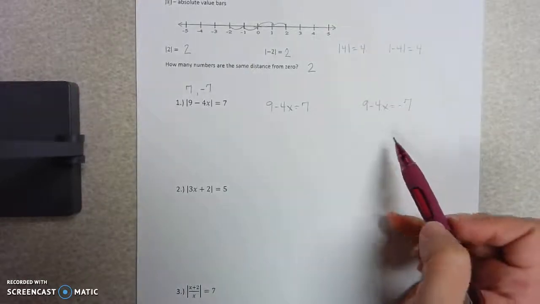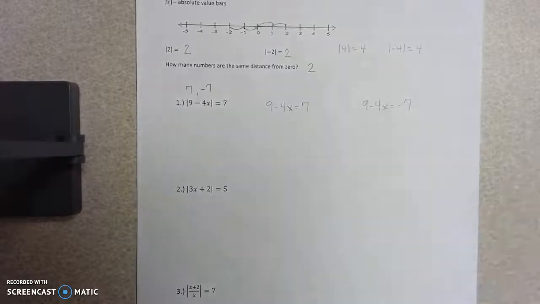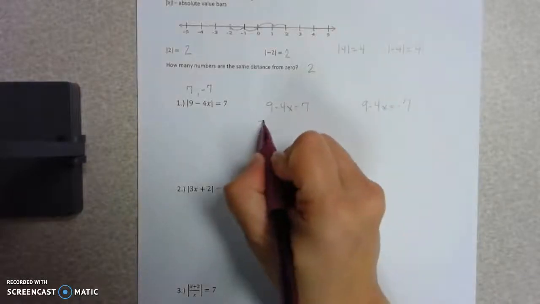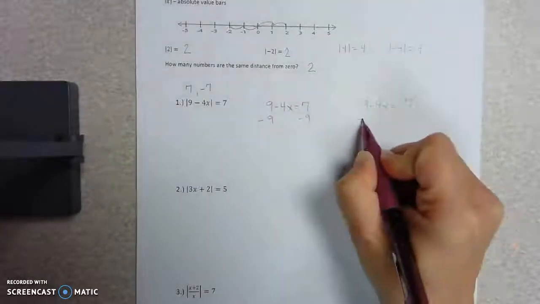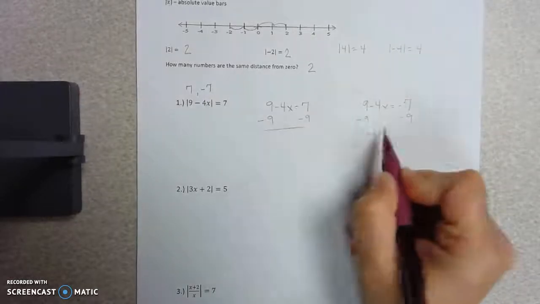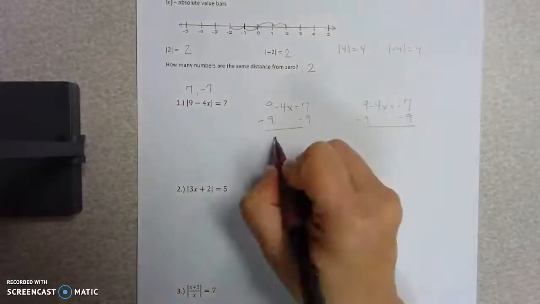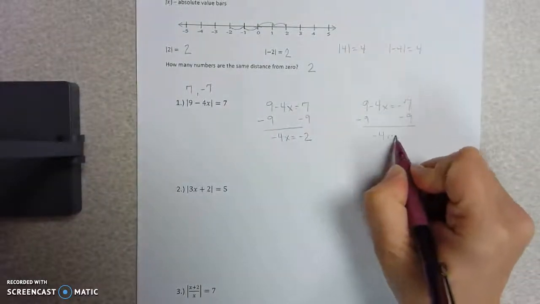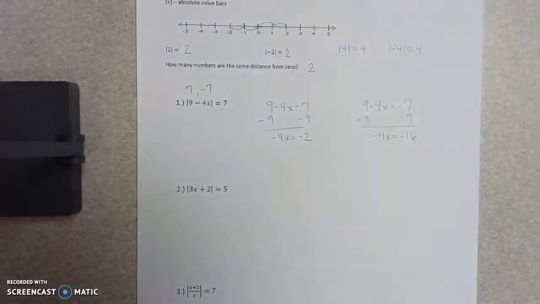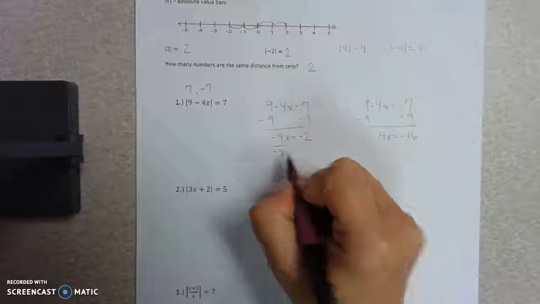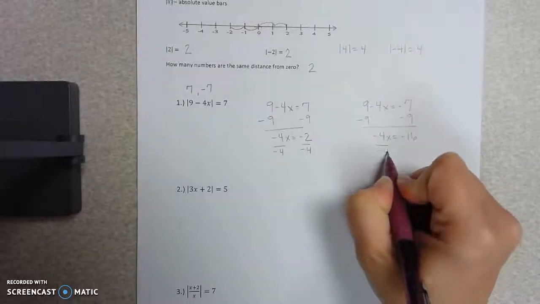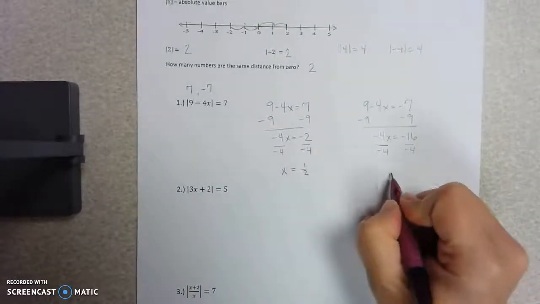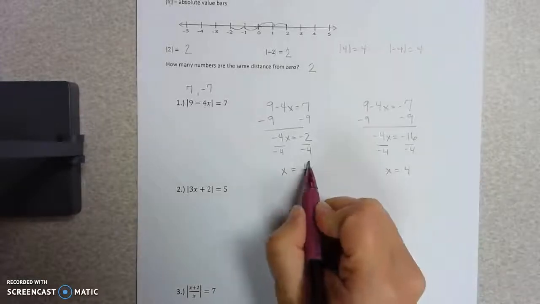You're going to do the exact same thing to solve both equations. I like to work them simultaneously, but you can work them one at a time, whatever you like. I'm going to subtract 9 from both equations. That'll leave me negative 4x equals negative 2, and negative 4x equals negative 16. Then I'm going to divide by negative 4 on both equations, and that'll give me x equals 1/2 and x equals 4.